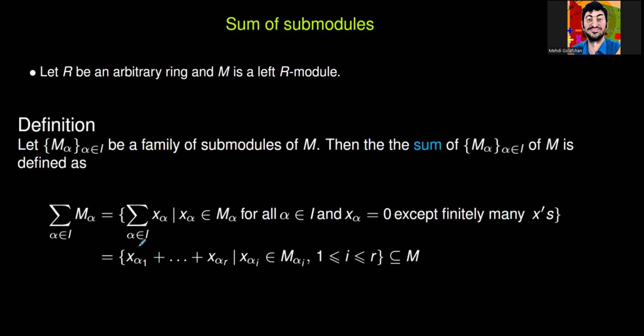Therefore, this summation is also a submodule. As an exercise, it is not bad to check that it is a submodule of M. So it is also a left R module. One can check, it is not difficult, that it satisfies all the conditions of a left R module. So it is a left R module known as the sum of the submodules M alpha.